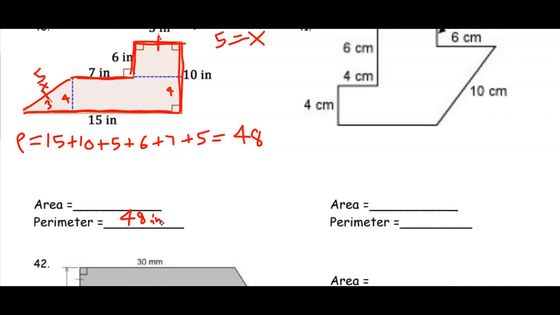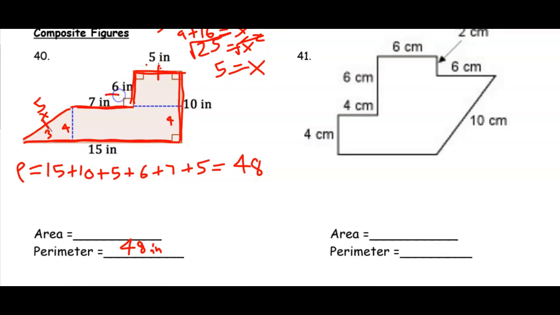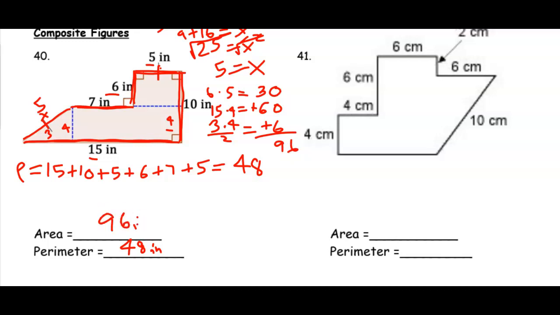Let's find these areas. So this area up here, 6 times 5. 6 times 5 is 30. This area over here, 15 times 4, 60. And then for the area of a triangle, 3 times 4 divided by 2 is 6. So we add all these up, and we get 96 inches squared.